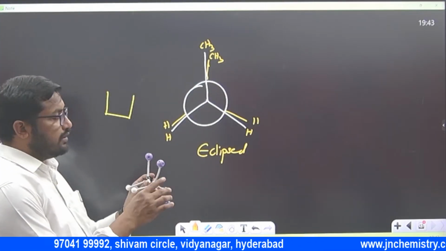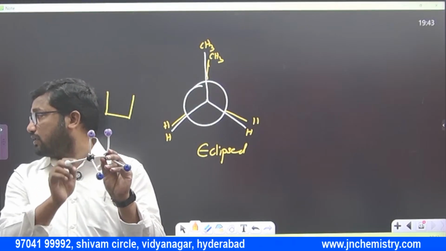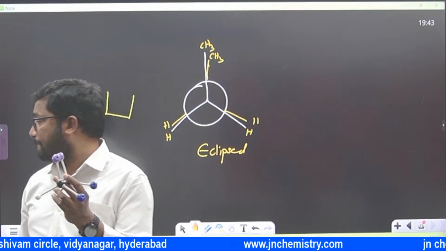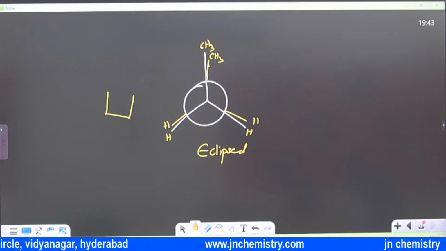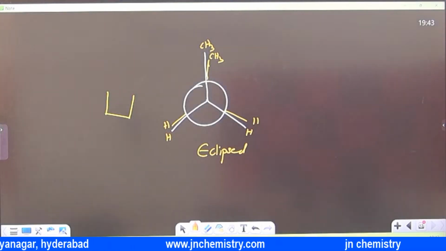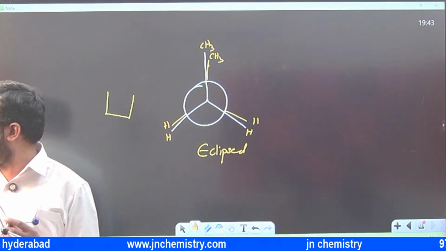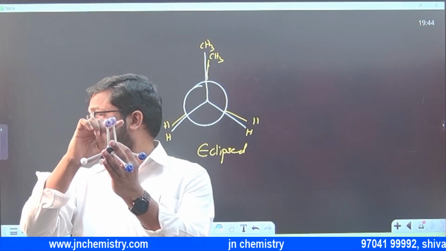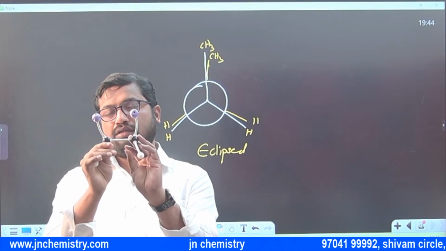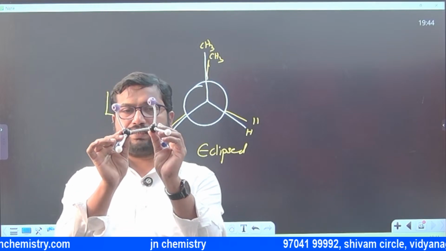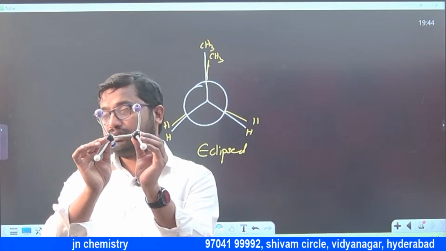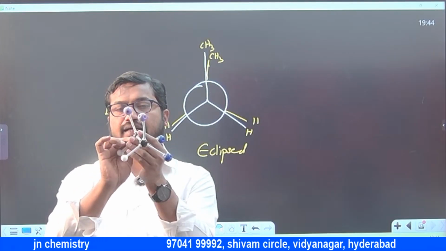So can you see, for example, this purple color? Purple color. Same side, right? If actually this is carbon, methyl group, hydrogen, hydrogen, like that, imagine. So the front carbon only you can see, right?